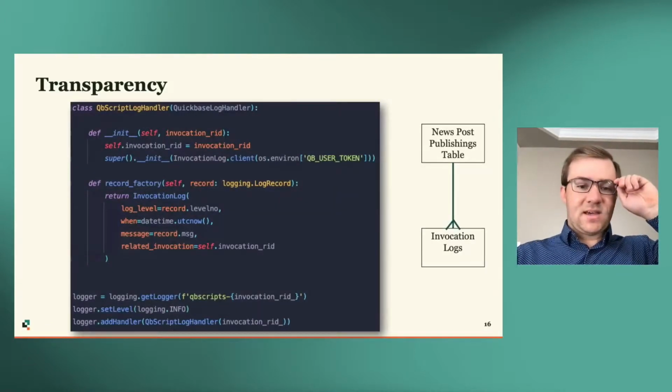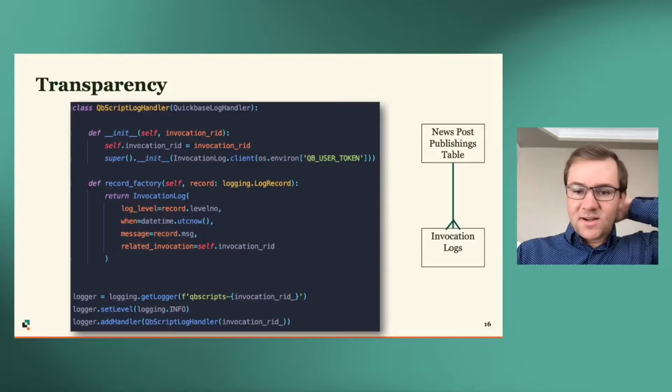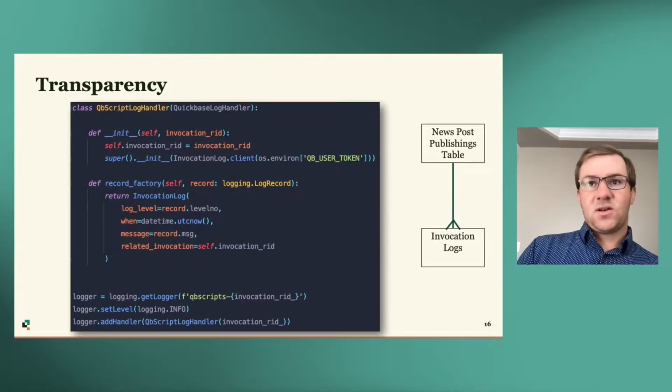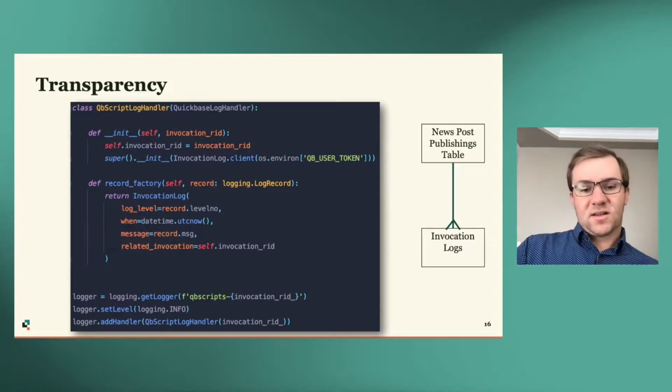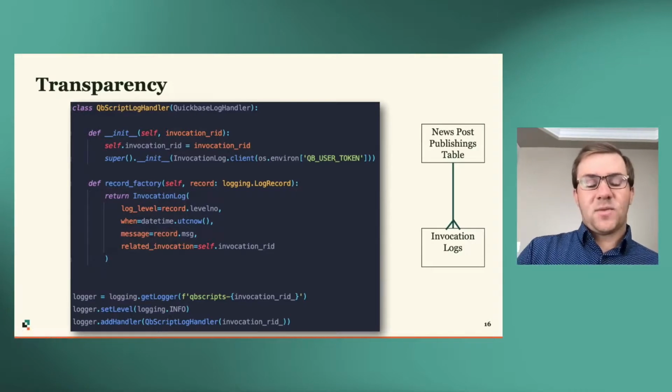The way that we can build this is from a package that I recently put together called Quickbase Client. The code we're looking at here builds on that package to help send logs to Quickbase using the Python log handler base classes. So what we have here is an invocation log, which is a class of type Quickbase table. That class essentially maps to our invocation log table in Quickbase.